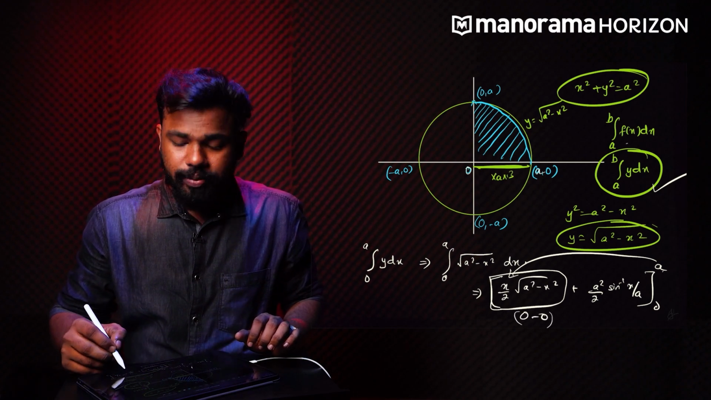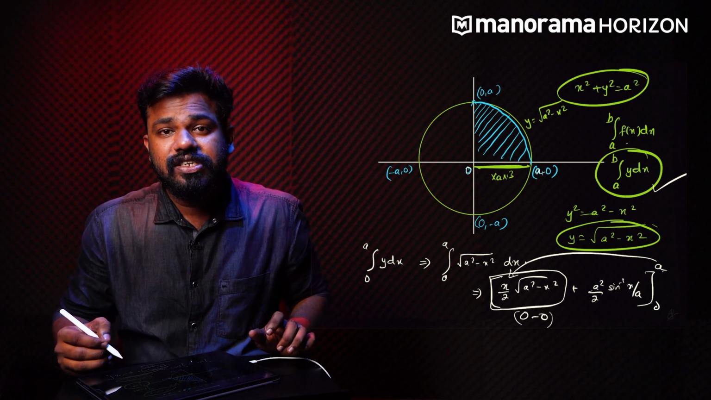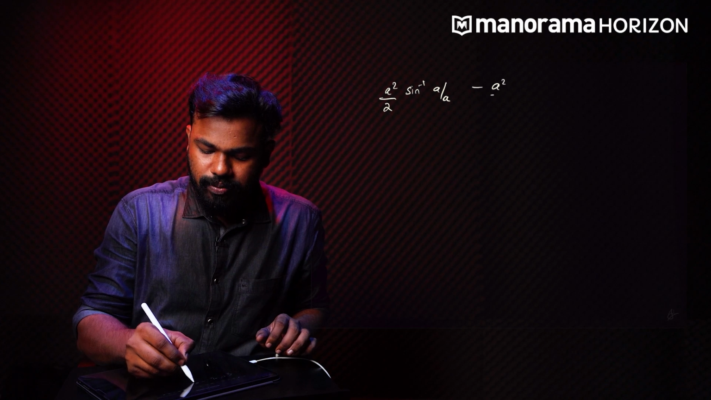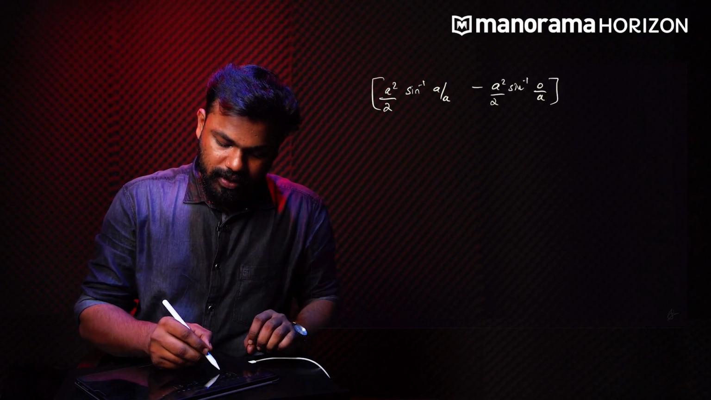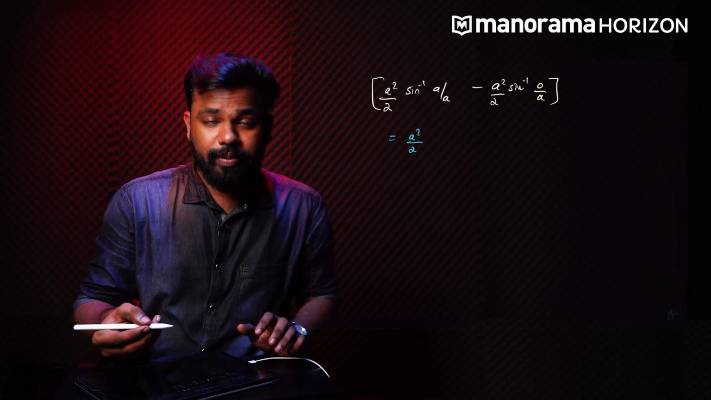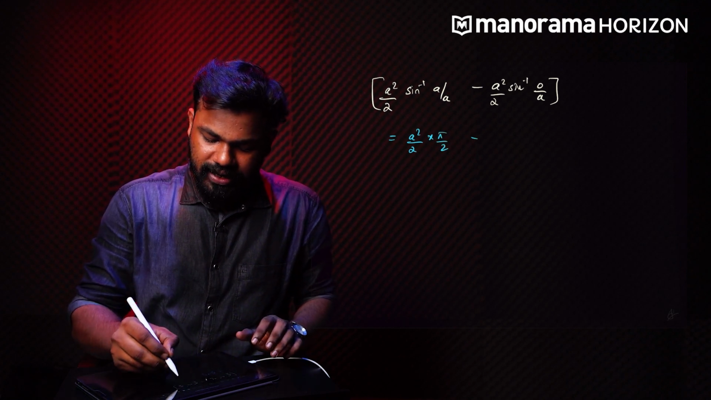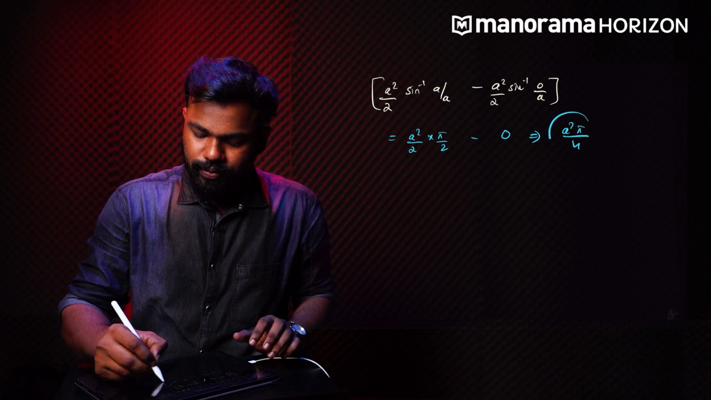Then you put a here, and you will get a square by 2 sine inverse a by a minus a square by 2 sine inverse 0 by a. So what will be the final answer? You will get a square by 2 sine inverse of a by a, and a by a is 1, so that is pi by 2. So a square by 2 into pi by 2, minus this part which will be 0, and the final answer will be a square pi by 4.